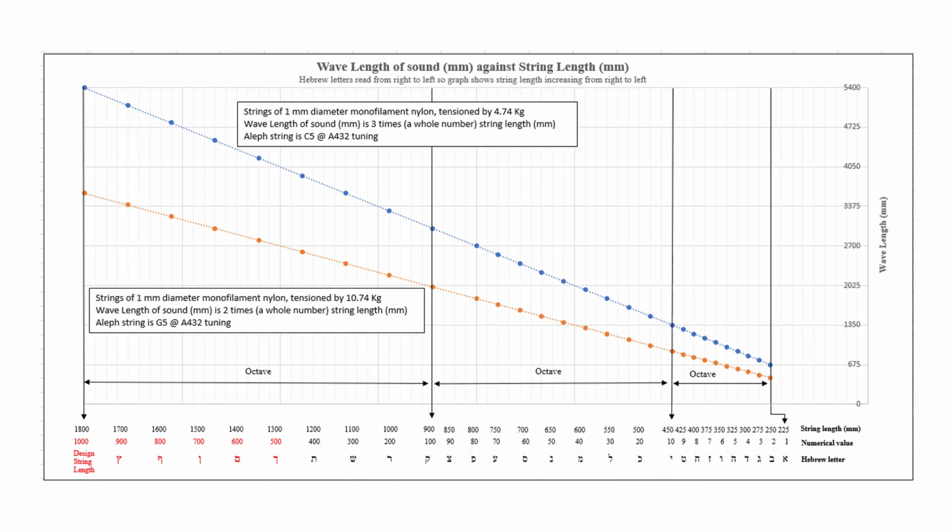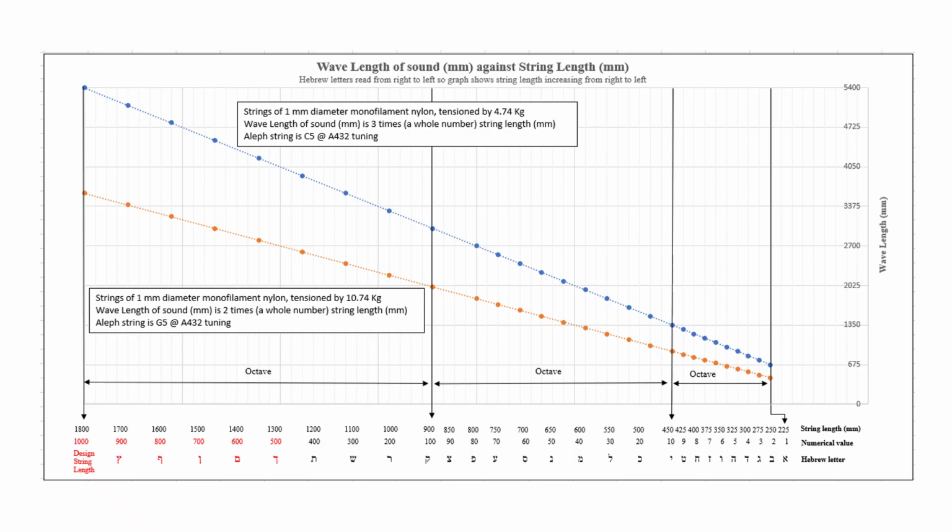This diagram illustrates wavelength of sound against string length for a musical instrument with a design string length of 1800 millimeters. As Hebrew letters read from right to left, this illustration shows string length increasing from right to left. Along the x-axis are the Hebrew letters, their numeric value, and associated string length. Illustrated are 2 options for string tension, one tensioned by 4.74 kilograms, the other tensioned by 10.74 kilograms.